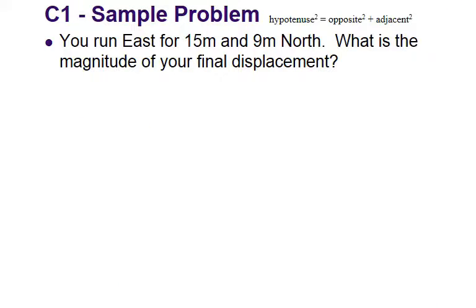So let's go ahead and work through an example here. Let's say we run east for 15 meters and then 9 meters north, and we want to find the displacement. The best thing to do when we set this up is to draw a coordinate axis first. Then we can draw our vectors. So we're going to go east this direction for 15 meters, and then we're going to go 9 meters north.